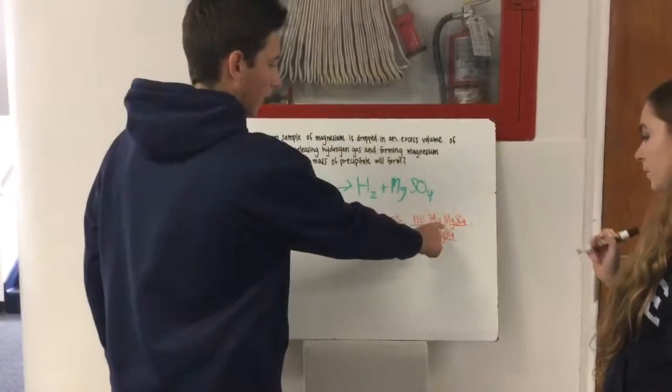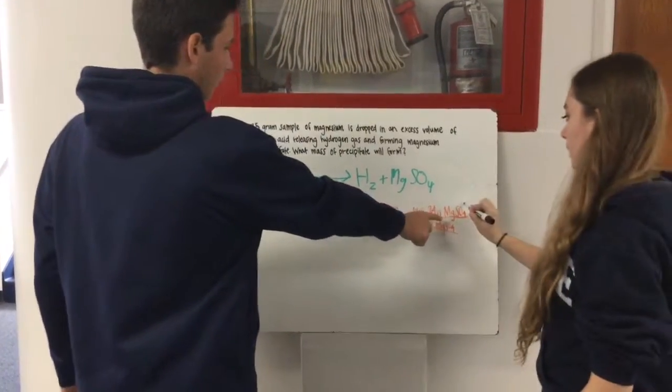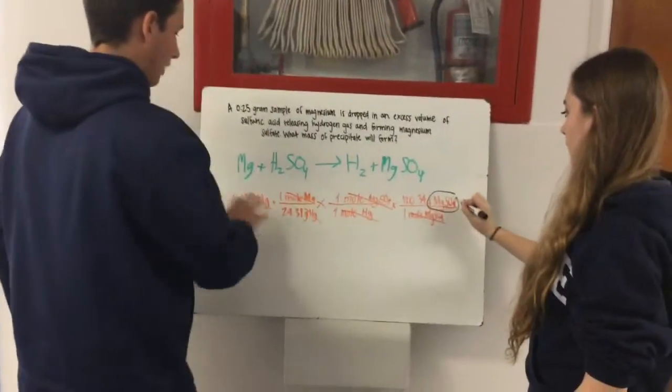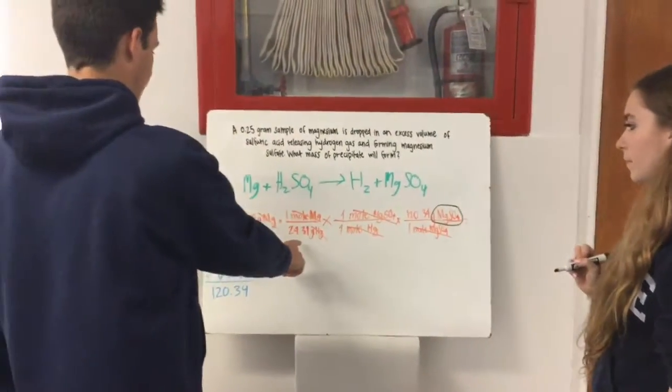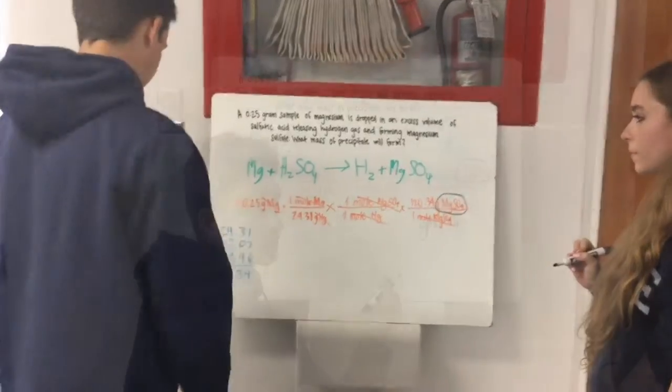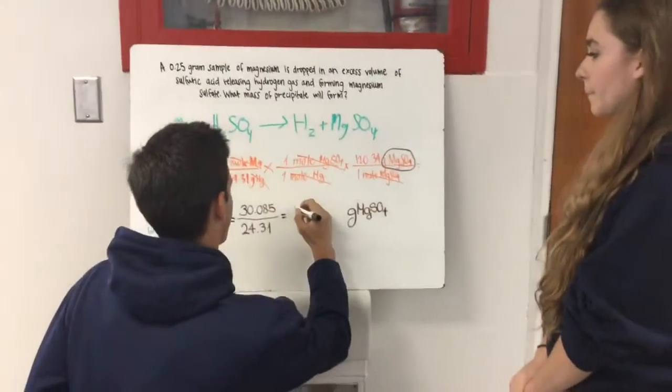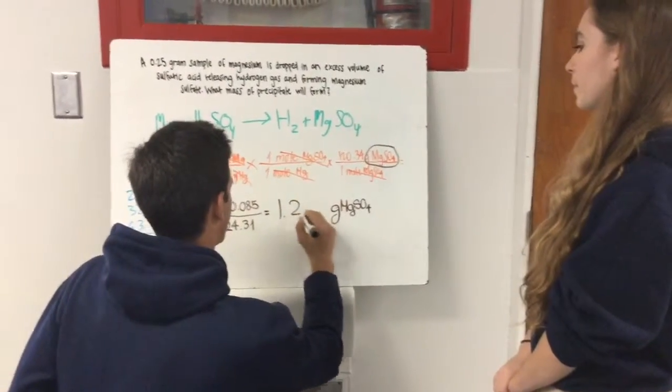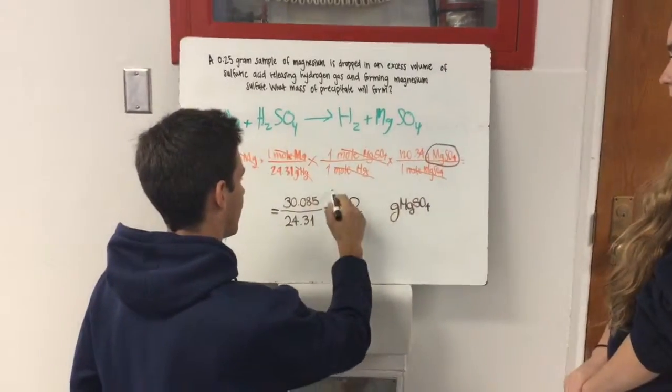Now that the only thing left is the one we want, which is grams of MgSO4, we can multiply through and then divide by 24.31. Significant figures, it comes out to a grand total of 1.2 grams of MgSO4.